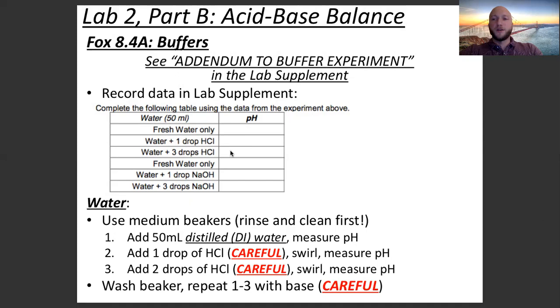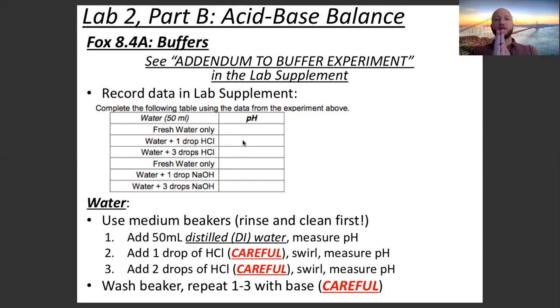In 2 of the beakers, we're going to add 1 drop of HCl. So let's do this experiment. We have our beakers in front of us. We have our pH meters. The pH meter is saying 7.0, and we add 1 drop of HCl into that beaker.